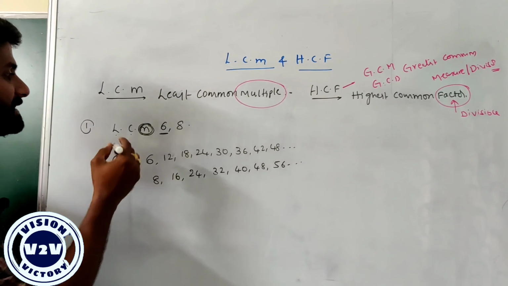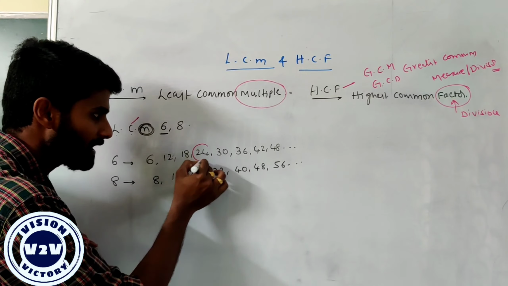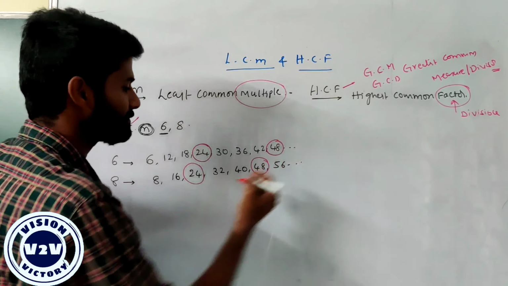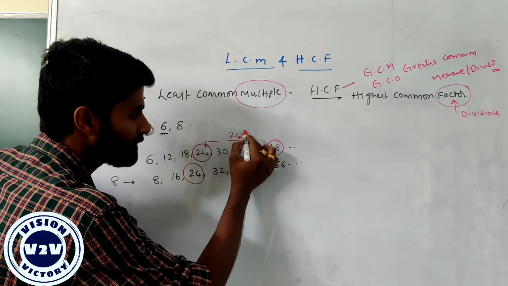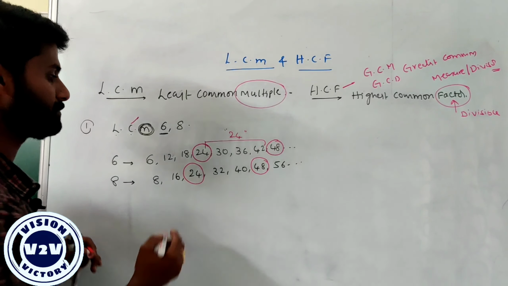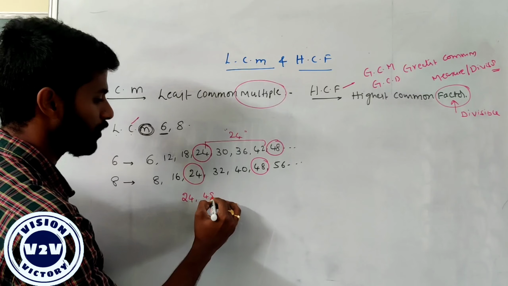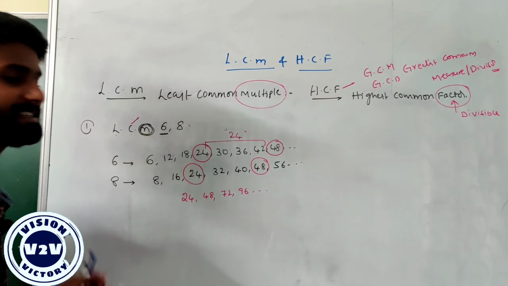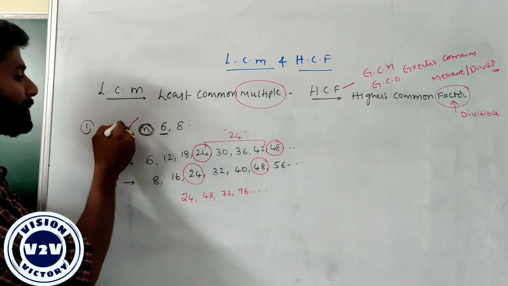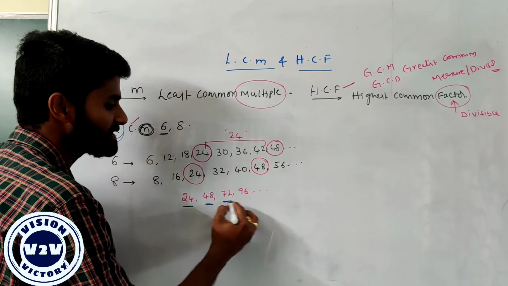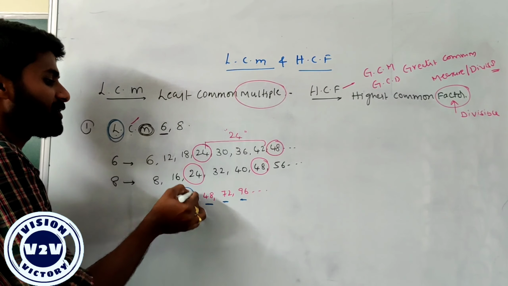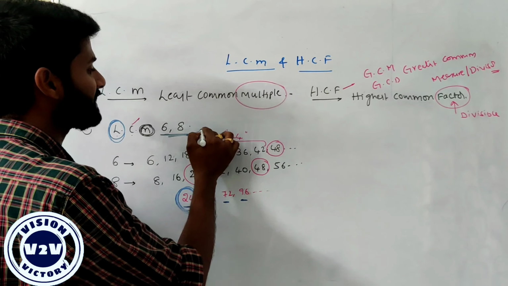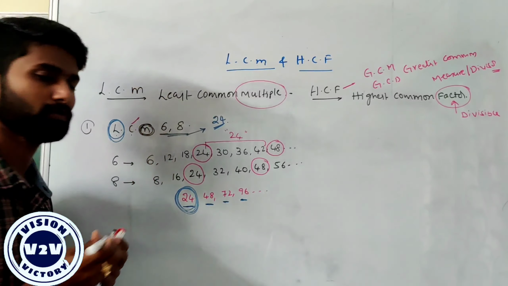So out of these two lists of multiples, consider the common ones. The common part: 24 is in 6's multiples and in 8's multiples. The other common number is 48. If you want the next number, the difference of every 24 gives a common multiple of 6 and 8. Those numbers are 24, 48, 72, 96, and so on. These are all common multiples of 6 and 8. Out of these numbers, we need to pick the least one. Out of 24, 48, 72, 96, the 24 is the least multiple of all. It means the LCM of 6 and 8 is equal to 24.